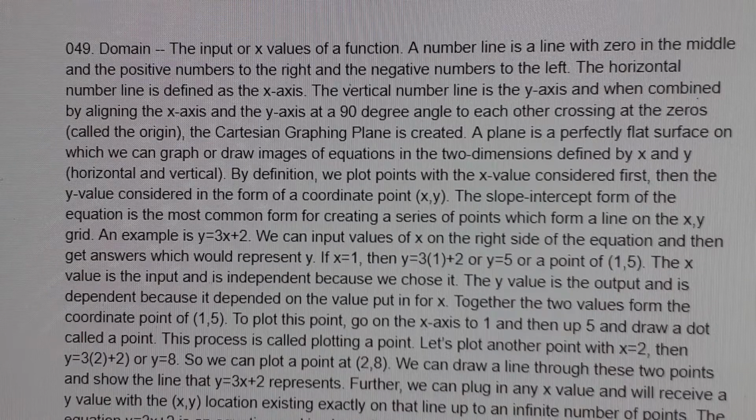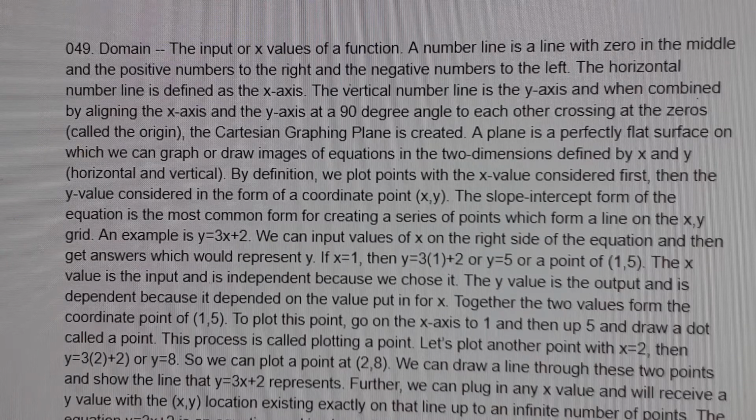Let's plot another point with x equal to 2. Then y equals 3 times 2 plus 2, or y equals 8. So we can plot a point at (2, 8). We can draw a line through these 2 points and show the line that y equals 3x plus 2 represents.